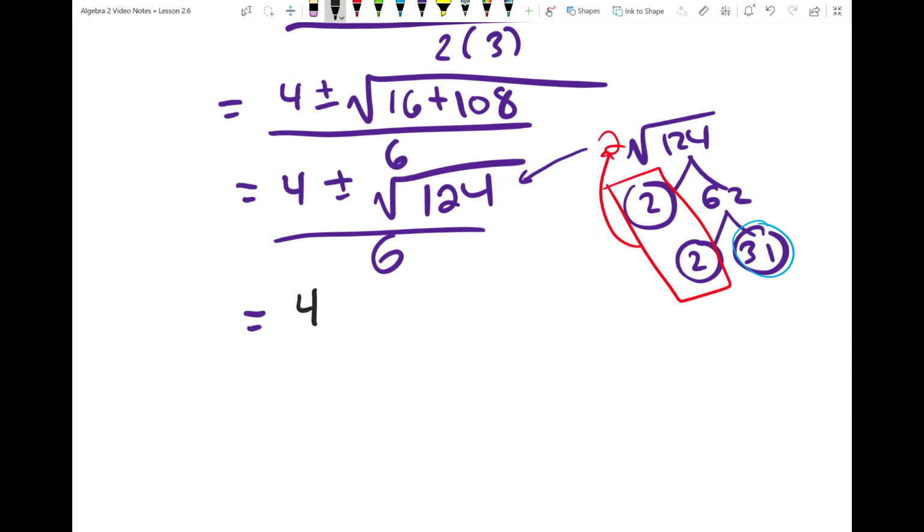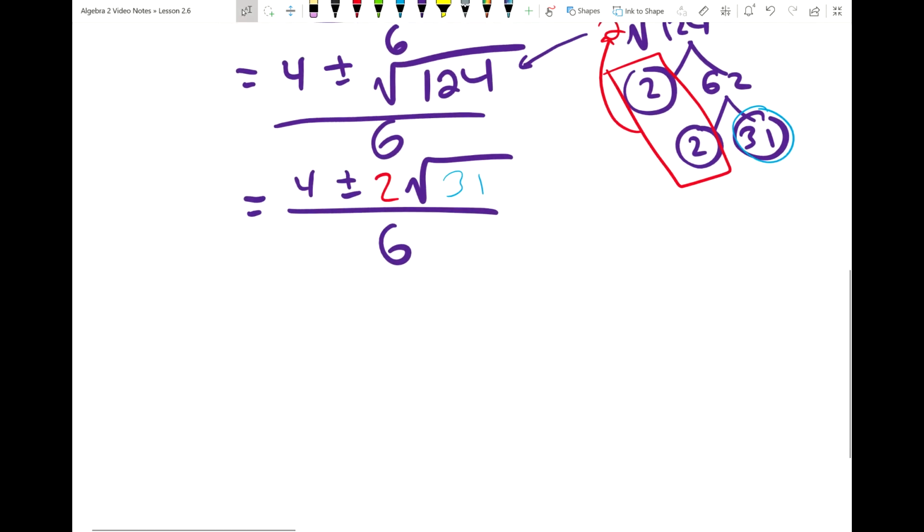All right, so we've got 4 plus or minus. Now we pulled out the 2, remember, so that pulls out as a pair. And then the square root, and what's left over on the inside is 31, all over 6.